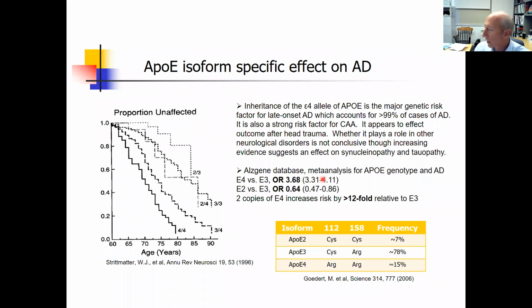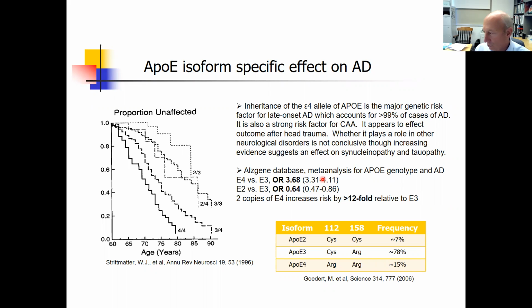So we know now since 1993, with many studies supporting this, that APOE genotype affects risk for both late onset Alzheimer's disease, but also cerebral amyloid angiopathy. And it probably contributes to disease in synucleinopathies and tauopathies, although the data for that has not been worked out as well. APOE comes in three common flavors in humans: APOE 2, 3, and 4.